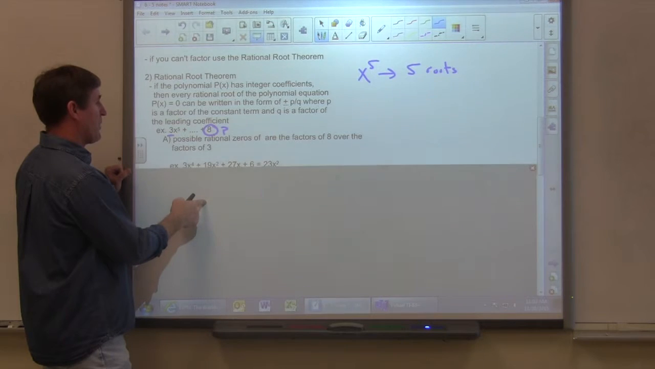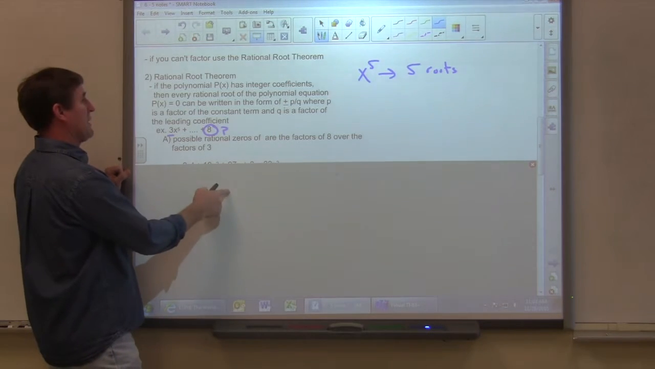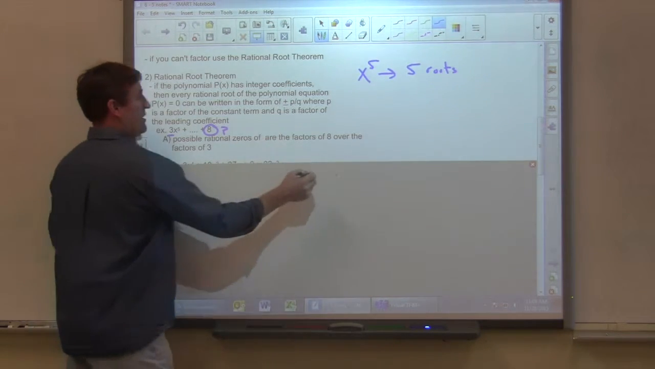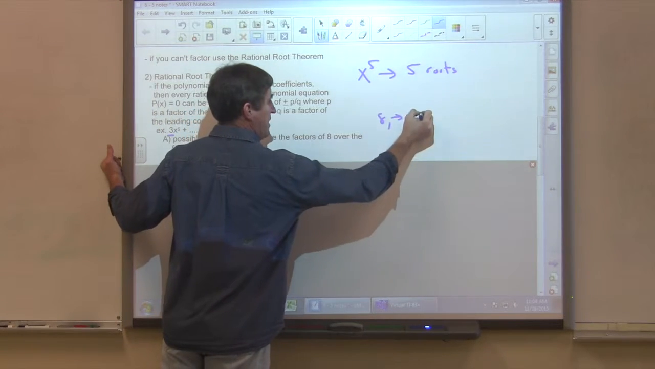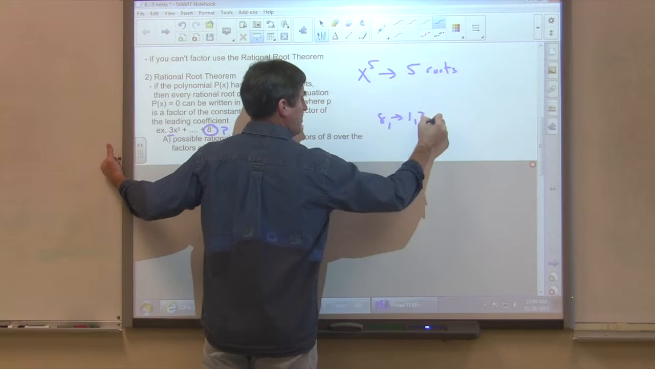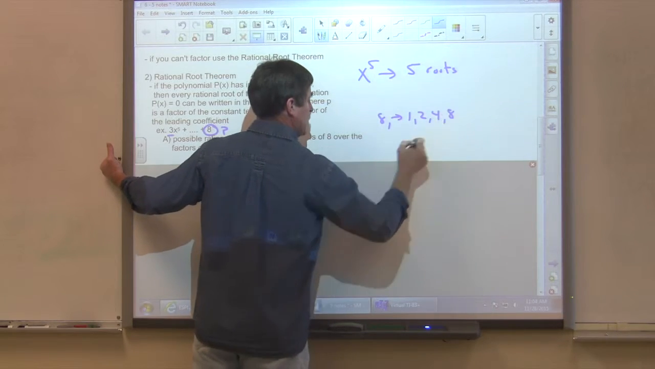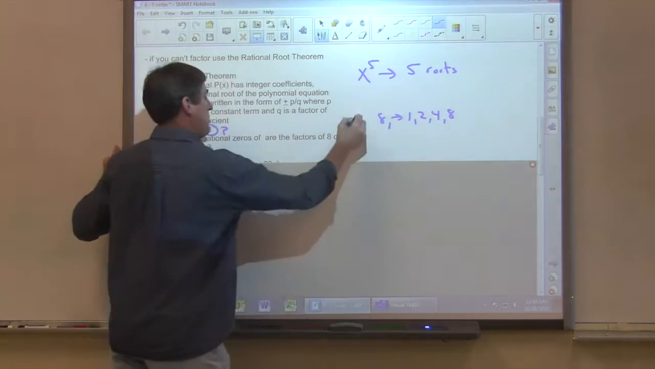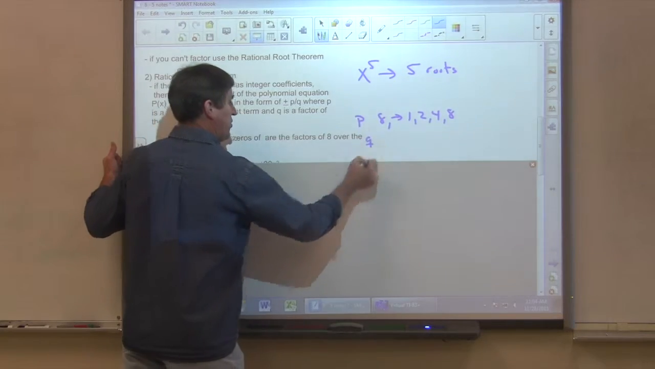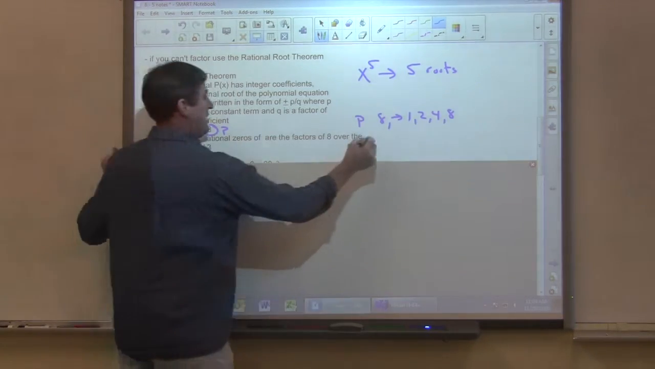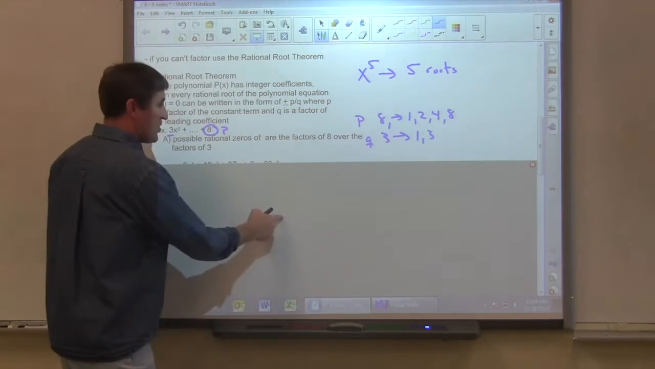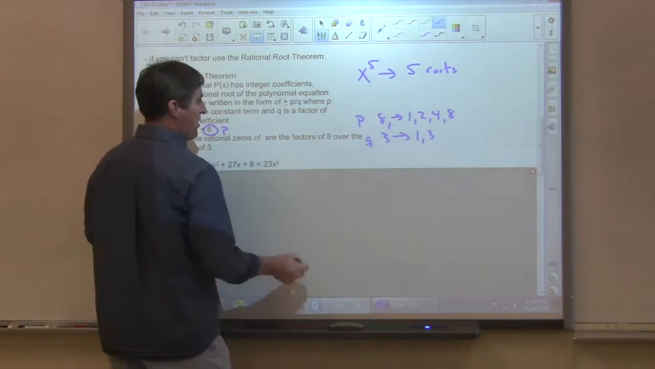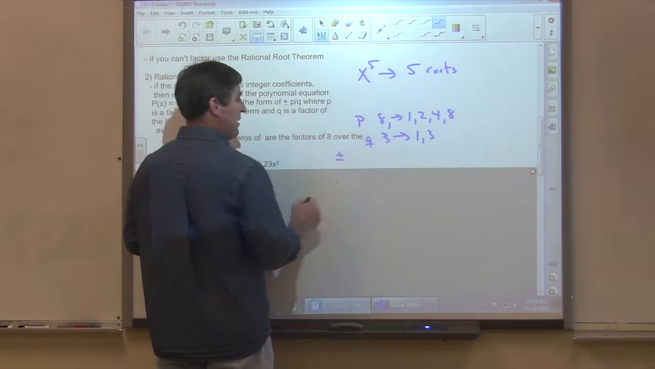So my possible rational zeros have to be the factors of 8. So what are the factors of 8? They're 1, 2, 4, and 8. And then that's our p. And then our q is the factors of 3, which are 1 and 3. So our possibilities are plus or minus.